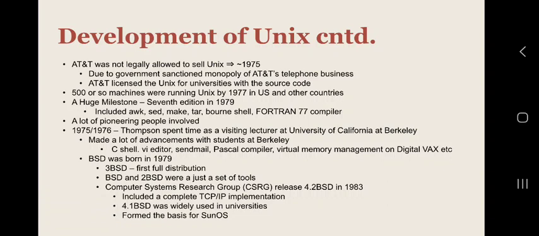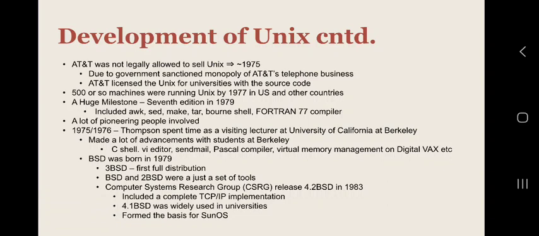So during the 1975-76 period, Ken Thompson spent some time as a visiting lecturer at the University of California at Berkeley, where he also studied. He wanted to do some lecturing there, and he made a lot of advancements with students at Berkeley at that time. Some of the advancements that came in at that time was the C shell. Now the Bourne shell was already there. Then the C shell came into existence.